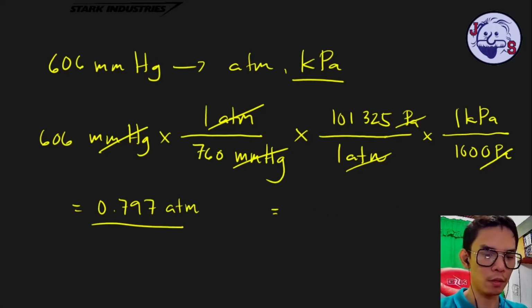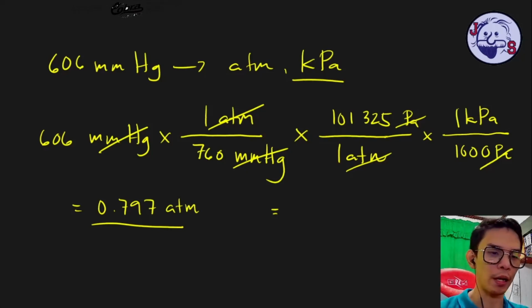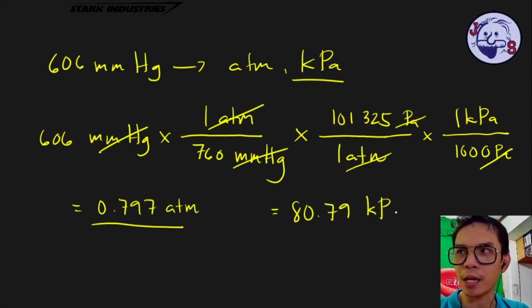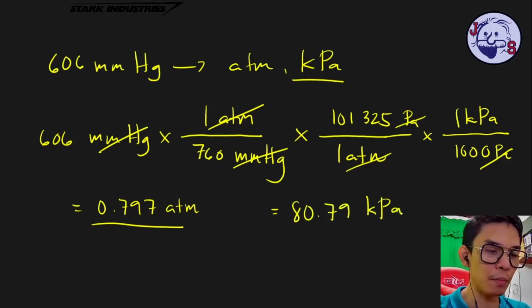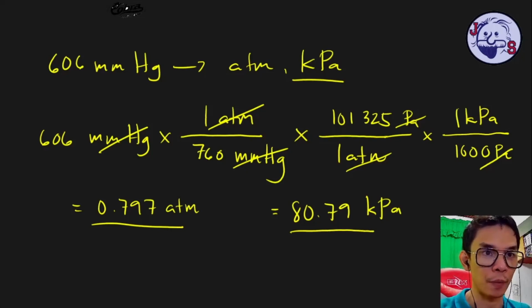Okay, so again, 606 over 760, times 101,325, divided by 1,000. The answer is 80.79 kilopascal. So 606 millimeters of mercury is equivalent to 80.79 kilopascal. Okay, so that is the answer to the first problem.